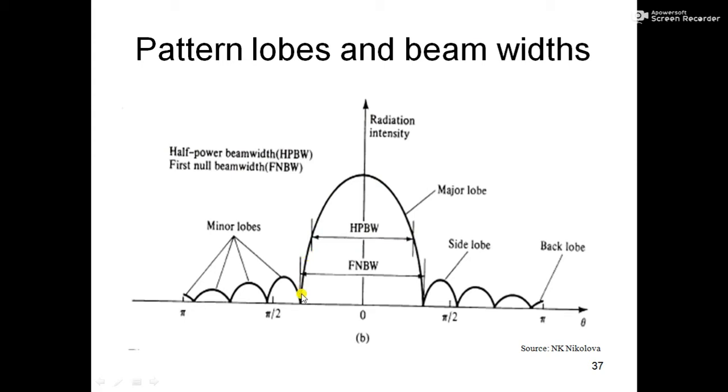And these points are called nulls. This is a null, this is a null. Whenever there is a dip and it reduces to zero, we say that this is a null. If it reduces to a very small value, we also say these are nulls. This is the first null in the positive direction, and this is the first null in the negative direction. Now if we take the width between the two first nulls, this is called the first null beam width, or FNBW. So a beam width can be said to be either the half power beam width, HPBW, or FNBW, the first null beam width. These are the two ways of representing the beam width.